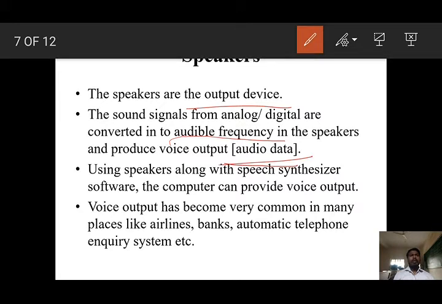This is very common in many places, like airlines, banks, and automatic telephone inquiry systems. You can see IVR, or in a bank, announcing the token number, and at airlines, the list of available flights. So all these voice commands are computer voice commands. How is it generating the voice command? With the help of speaker and speech synthesizer software. Understand?